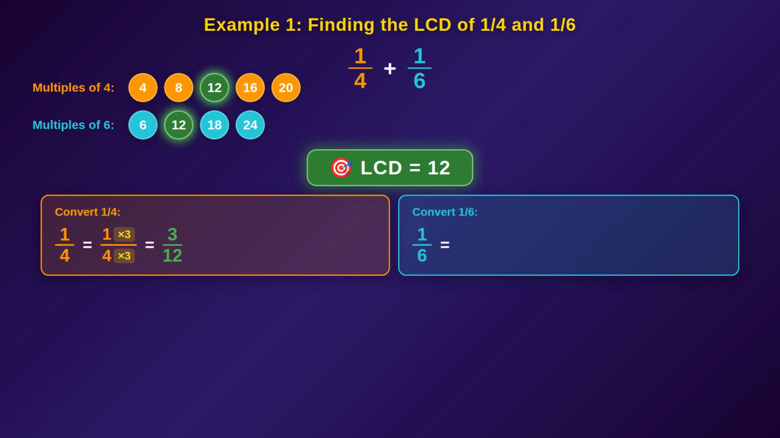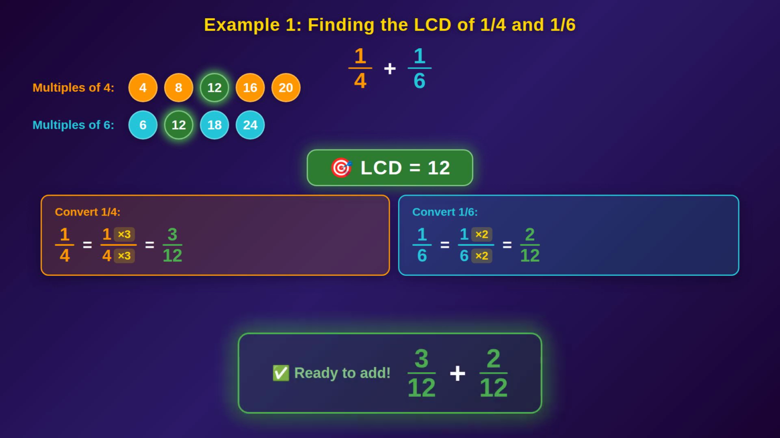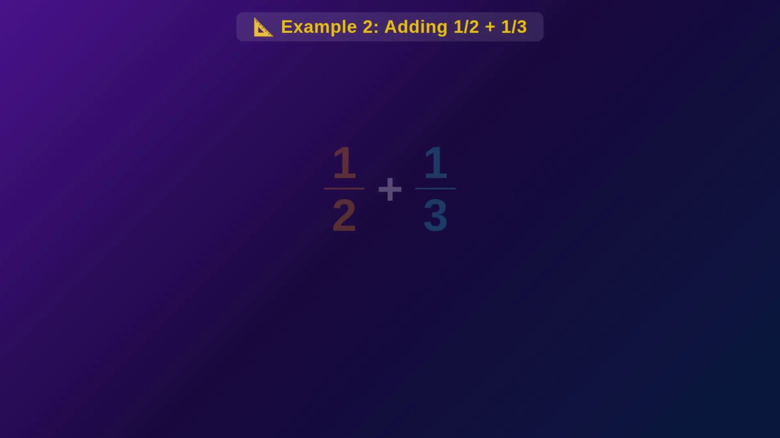Now let's convert. For 1/4, 4 times 3 equals 12, so we multiply the top by 3 too. 1 times 3 is 3, so 1/4 becomes 3/12. For 1/6, 6 times 2 equals 12, so multiply the top by 2. 1 times 2 is 2. 1/6 becomes 2/12. Now both fractions have the same denominator, 12.